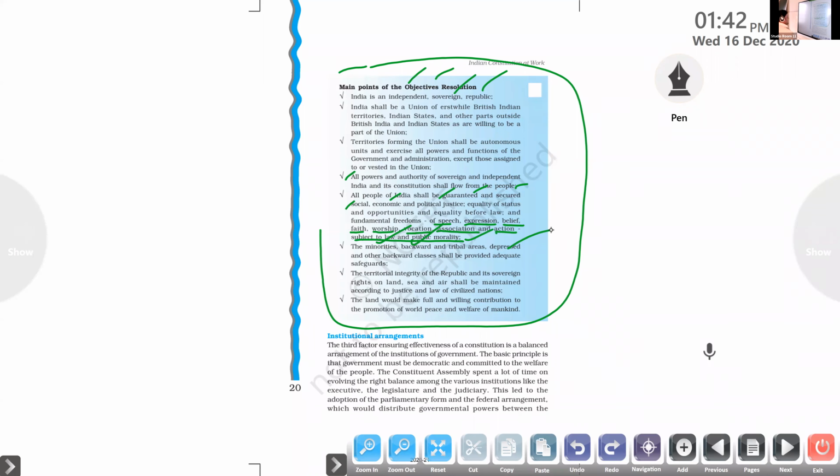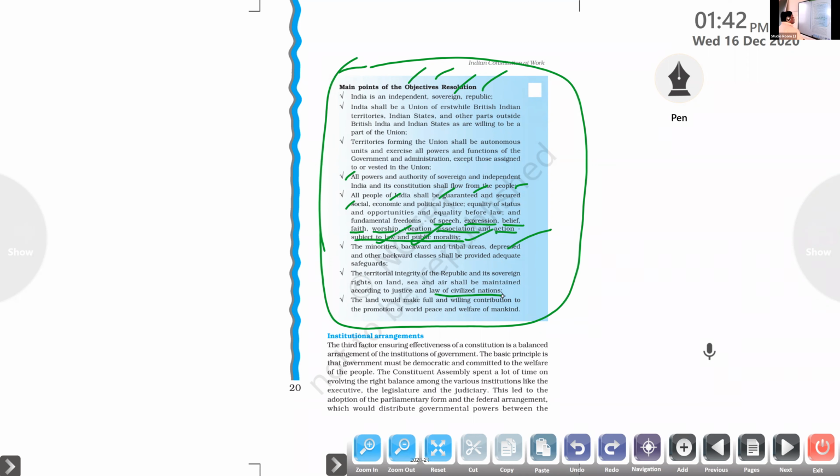Next one, the territorial integrity of the republic and its sovereign rights on land, sea, and air shall be maintained according to justice and law of civilized nations. So the Indian government will protect the territory of our country, its land territory, air territory, and its oceanic territory, by accepting and obeying international rules and regulations. The term used here is the law of civilized nations.